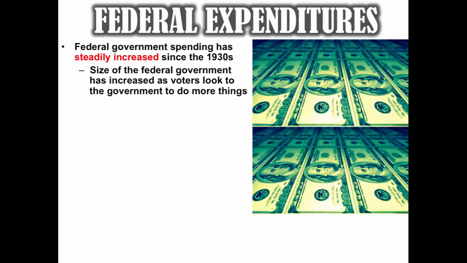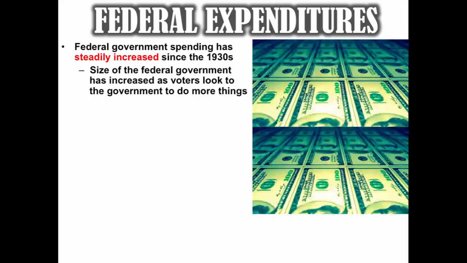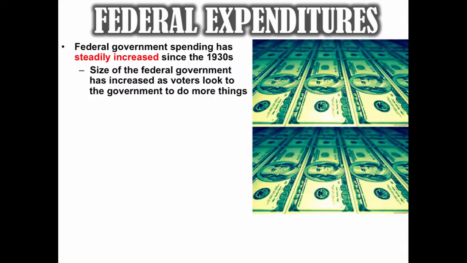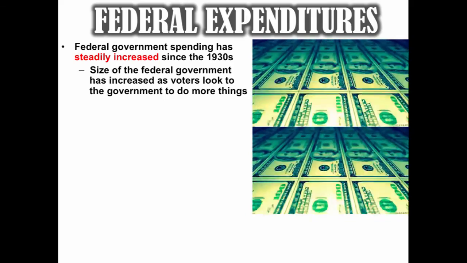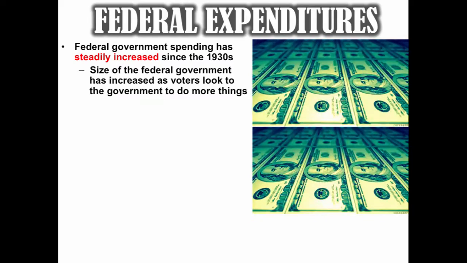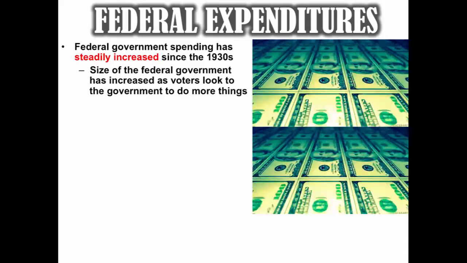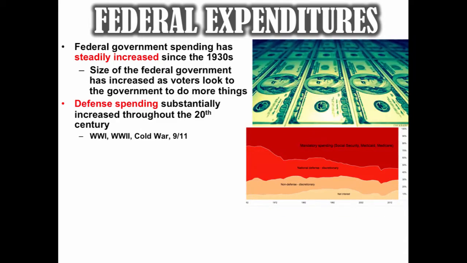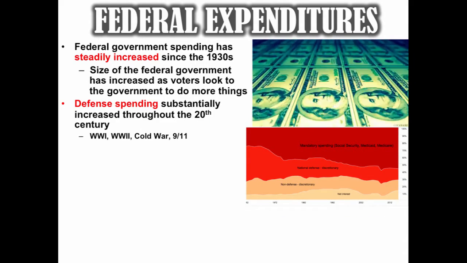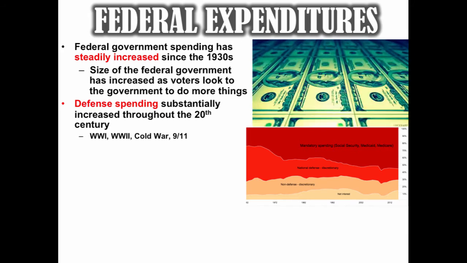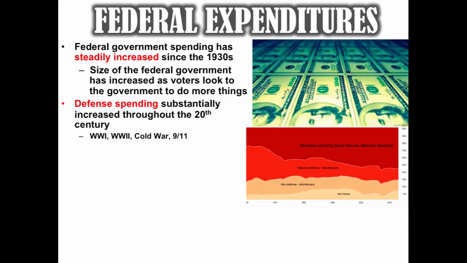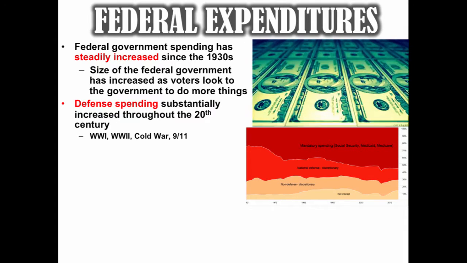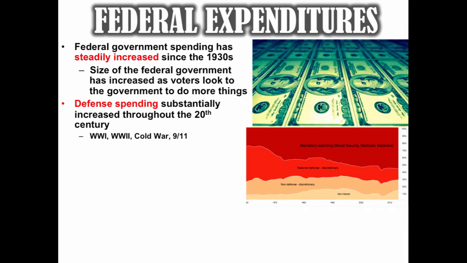When it comes to federal expenditures, we've said this, but it bears repeating. Federal government spending has steadily increased since the 1930s. The size of the federal government has increased as voters look to the government to do more things. One source of this increased spending has to do with defense spending, since it's substantially increased throughout the 20th century. You had World War I, World War II, Cold War, which had the Korean War, Vietnam, and of course the terrorist attacks on 9/11. All of that led to a huge increase in defense spending.